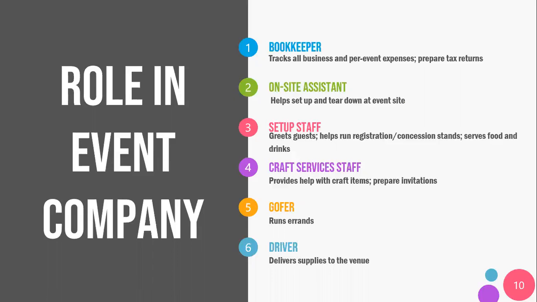So there are people known as runners. Gopher is also known as runner. They will run around. For example, if you ask someone, please buy me 5 big boxes, the gopher will do that kind of thing. Please send this parcel to this office, so the gopher will be the one who sends this parcel. Number 6 is driver, who delivers supplies to the venue and also drives the company vehicle. They are the only people allowed to drive the company vehicle.